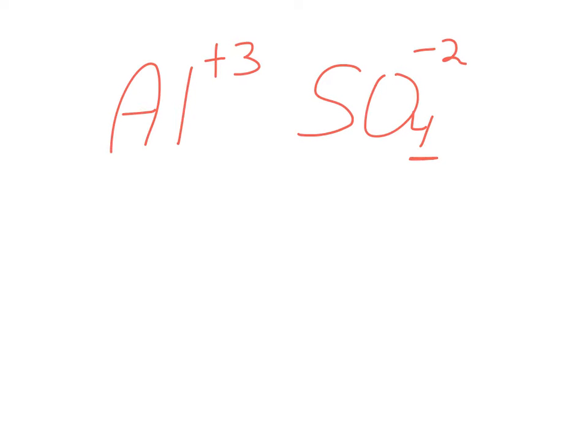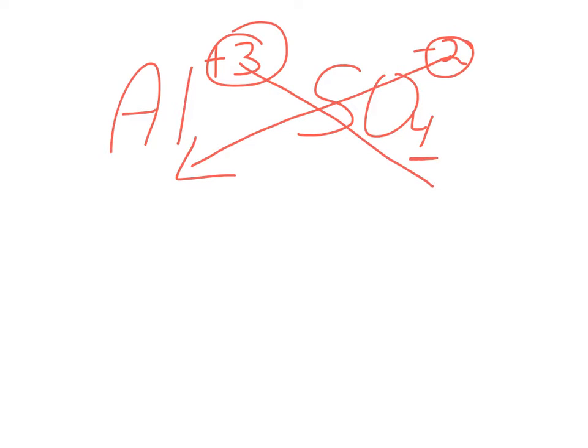When you have a compound, now look at your numbers. Do they cancel out? Are they the same number? No. Do they reduce? 3 and 2 can't be reduced. They don't have a common denominator. So that 2 is going to go here, and that 3 is going to go here.